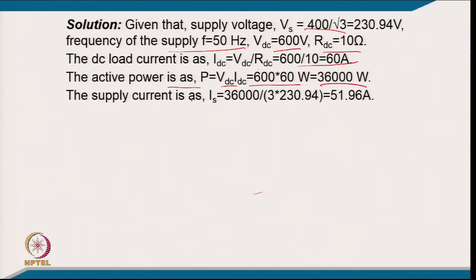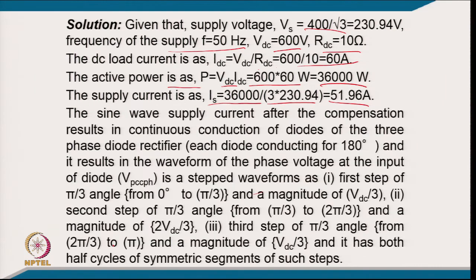Now, we can calculate the supply current, which is also the series active filter current. I is equal to 36,000 divided by 3 into 230.94. So, it comes to 51.96 ampere.